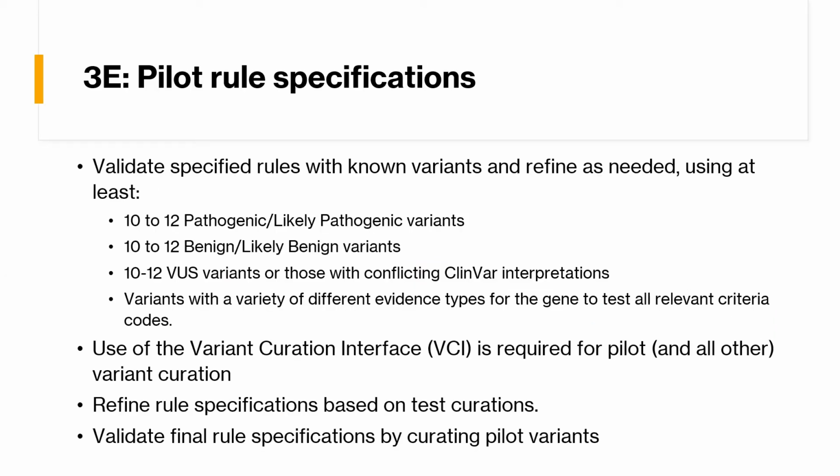Step 3 is the pilot test of the draft variant classification rules with known variants using the variant curation interface. The VCEP should test at least 10 to 12 path or likely path variants, 10 to 12 benign or likely benign variants, and 10 to 12 variants of uncertain significance or those with conflicting interpretations in ClinVar. It's important to use variants with a variety of different evidence types for the genes to test all relevant criteria codes, after which the VCEP should then refine their rule specifications and then curate all their pilot variants using their final specifications to confirm validation.